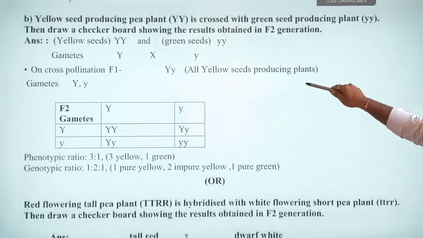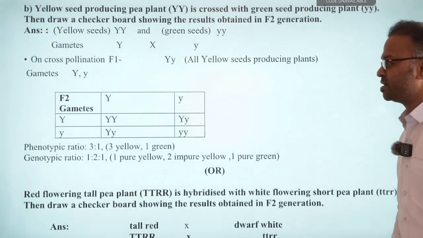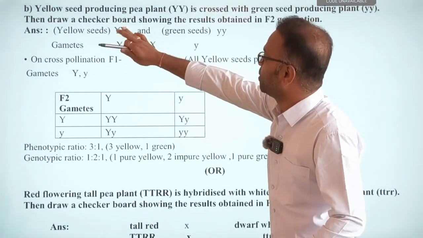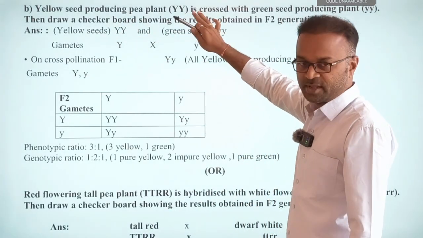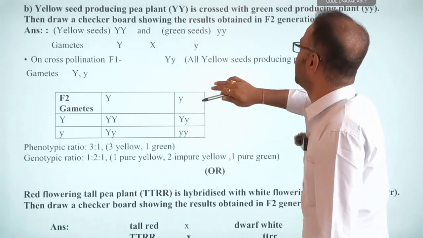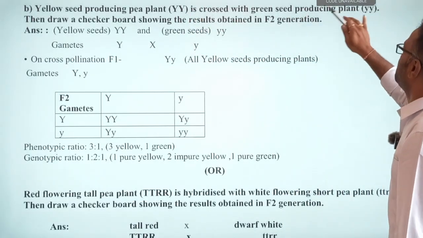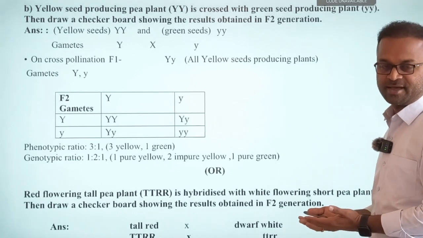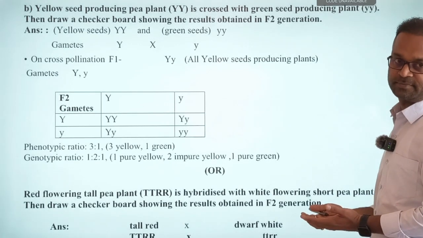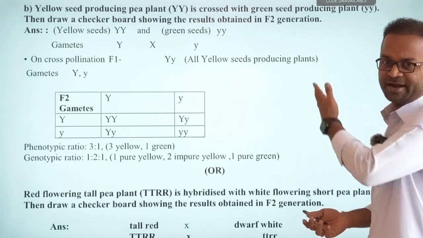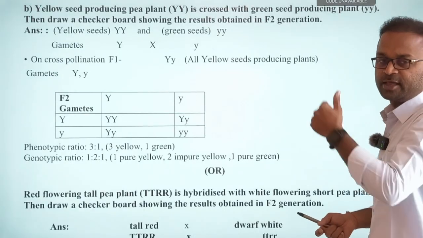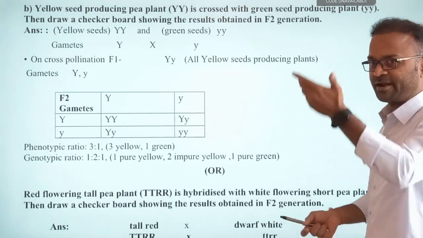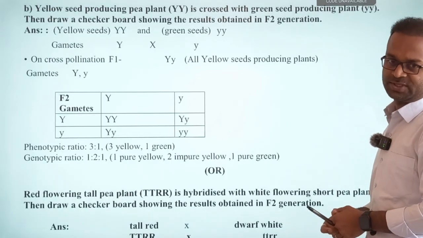Now the next one is again a monohybrid cross. Do not get confused by reading out the alleles and all. Now see here, a yellow seed producing pea plant is crossed with a green seed producing pea plant. How many pairs of contrasting characters are there over here? Only 1 pair of contrasting characters is given in the question, right? Yellow seed and green seed. 1 pair of contrasting characters, so we should do a monohybrid cross.